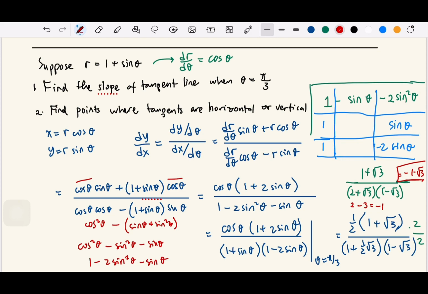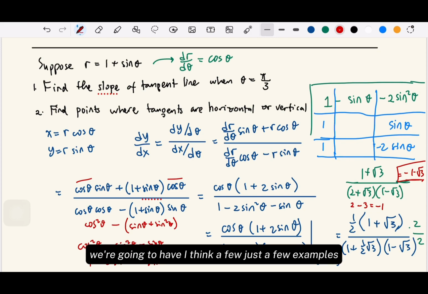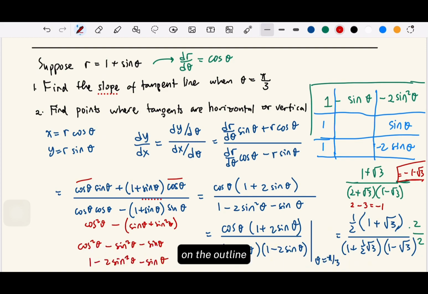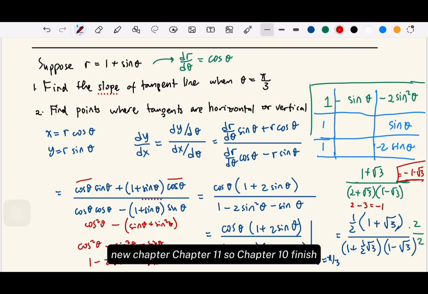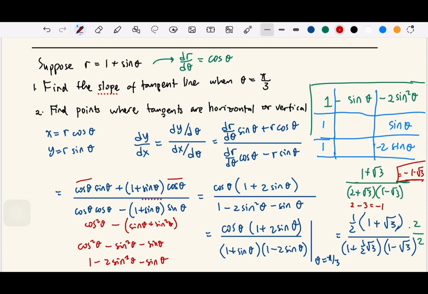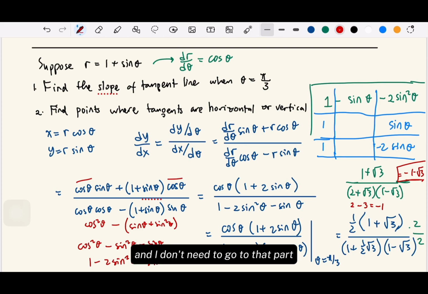Okay. And I will end the lecture about it here. We're going to have a few examples on your outline, and then we can move to a new chapter, chapter 11. So chapter 10 is finished. Chapter 10 focused on parametric and polar. Okay, just that. We skip the conic section, conics in polar, no need to go through that part. And then we move to chapter 11 next week, okay? So I think I will just end here.